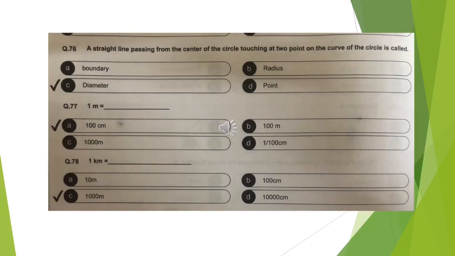Now come to question number 78, which is 1 kilometer is equal to dash, and the options are A: 10 meter, B: 100 centimeter, C: 1000 meter, and D: 10,000 centimeter. In this question, the correct option is 1000 meters. You have to keep in mind that 1 kilometer is equal to 1000 meters.